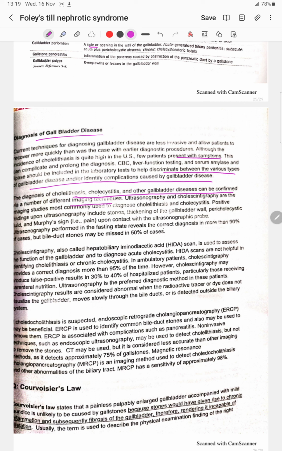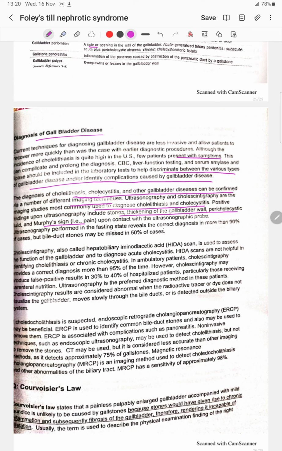Ultrasonography and cholescintigraphy are the imaging studies most commonly used to diagnose cholelithiasis and cholecystitis. Positive findings upon ultrasonography include the stones, thickening of the gallbladder wall, and pericholecystic fluid, and the Murphy sign suggests pain upon contact with the ultrasonography probe.